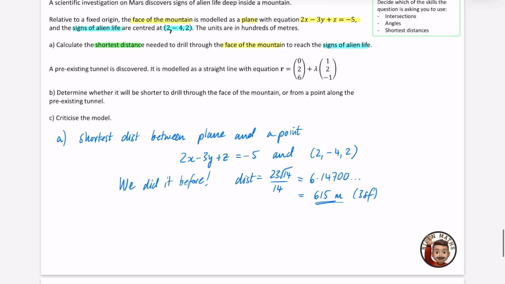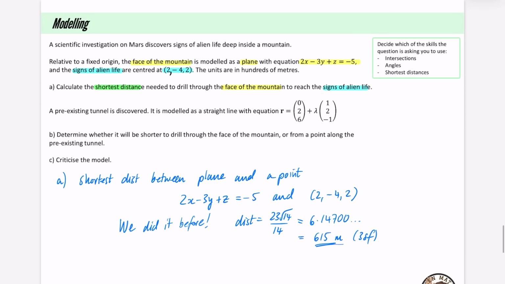Okay, we then have some new information for the second part. A pre-existing tunnel is discovered. Maybe the aliens have already made tunnels in their mountain. It is modelled as a straight line, which doesn't seem very realistic, does it? With the equation r equals (0, 2, 6) plus lambda (1, 2, -1). I'm just going to highlight the fact we're talking about a line, right? So we're now talking about that the tunnel is a straight line, and this is the equation of it that we've got.